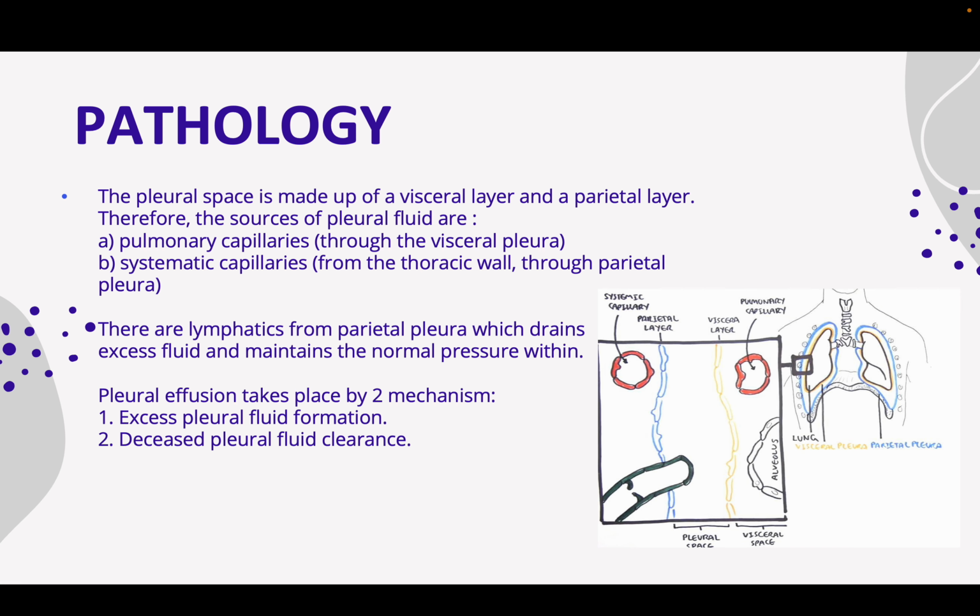The sources of pleural fluid are the pulmonary capillaries or systemic capillaries, and there are lymphatics from the parietal pleura, which drain excess fluid and maintain the normal pressure within. So what is the mechanism that makes the pleural effusion?